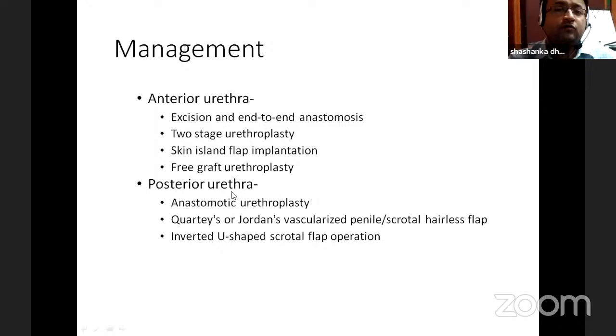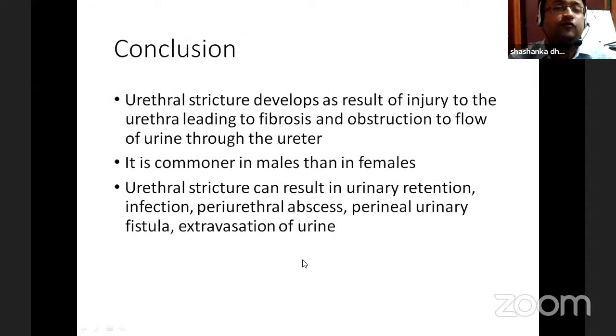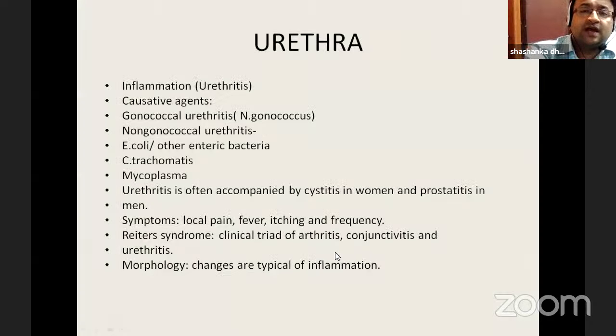Posterior urethra, mostly an anastomotic urethroplasty is performed, and sometimes penile or scrotal flap or inverted U-shaped scrotal flap operation may be performed. So to conclude, urethral strictures develop as a result of injury to the urethra, leading to fibrosis and obstruction to the flow of urine through the urethra. It is commoner in males. Urethral stricture can result in retention, infection, abscess, and extravasation of urine.